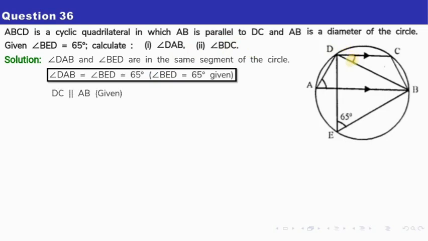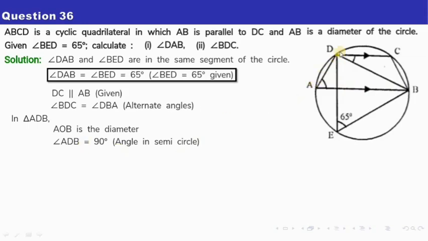Now we know that DC is parallel to AB. Obviously angle BDC will be equal to angle DBA, because they are alternate angles. Now let us have a look at triangle ABD. In triangle ABD, we know that AB is the diameter, so this angle has to be 90 degrees, because it is the angle in a semicircle. So angle ADB turns out to be 90 degrees.